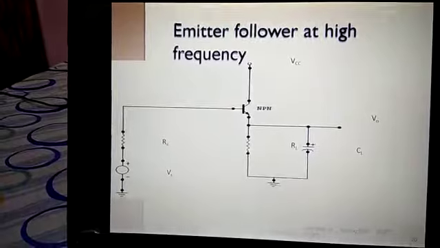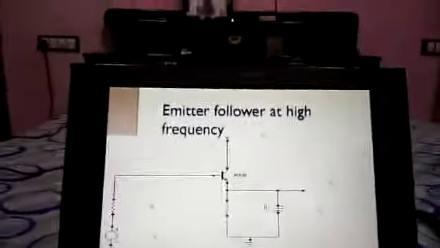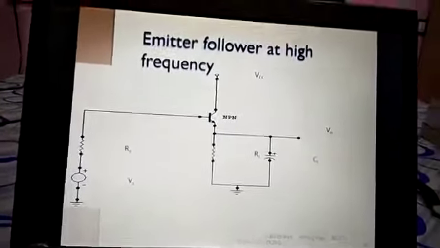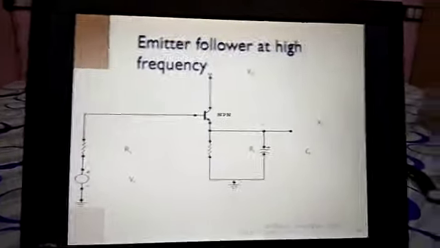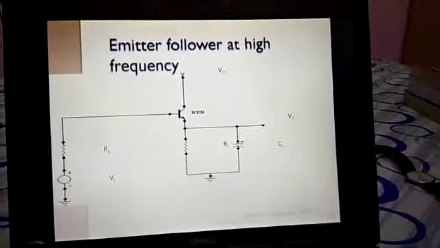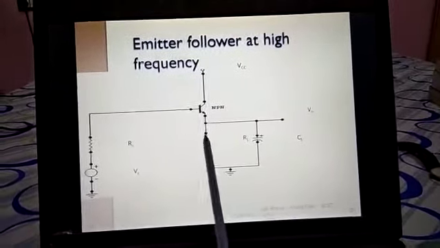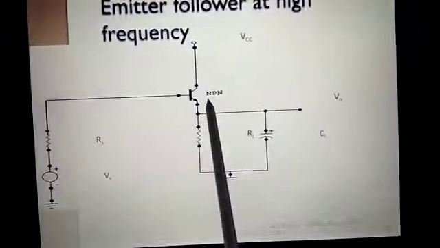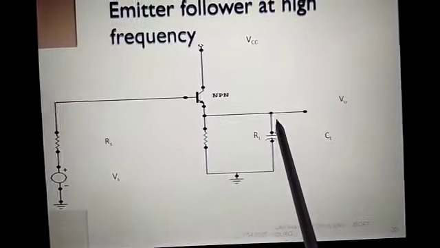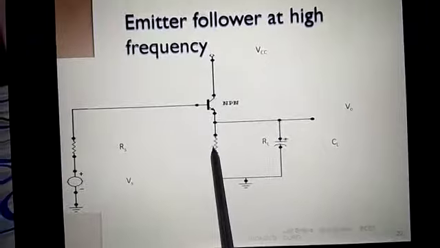Emitter follower at high frequency, which is shown here. No need of the analysis of the previous circuit. This is a different one, another circuit, that is the emitter follower at high frequency. Emitter follower means the output is taken from the emitter. So at a high frequency, how does this emitter follower work? You have to draw this circuit. This is the emitter, and the output is taken from the emitter. You have to connect this capacitor in parallel with the resistance RE.